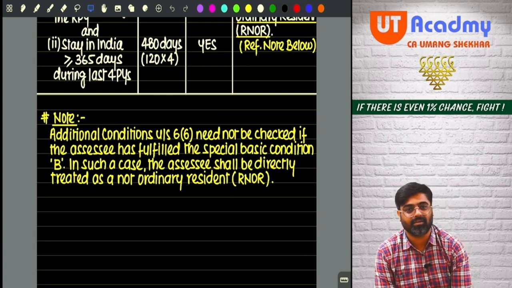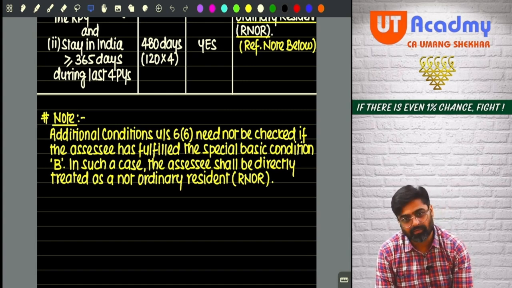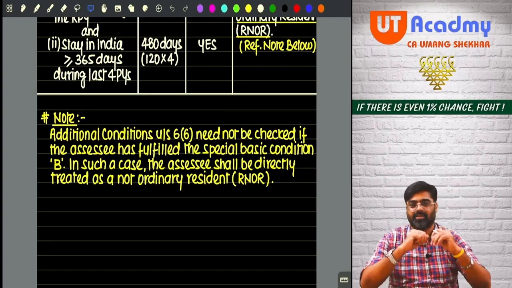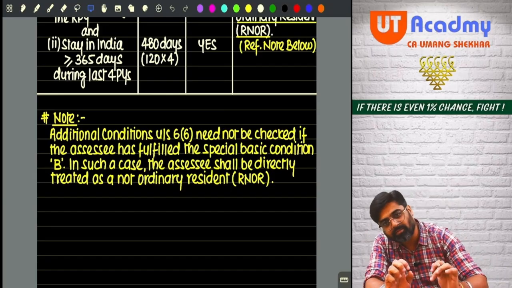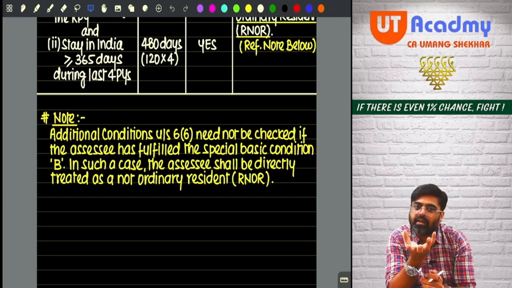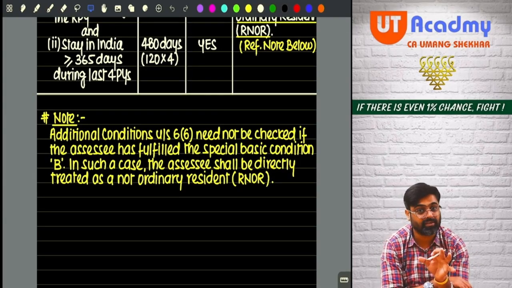Just imagine such kind of questions are there in the ICAI study material. And now what will they do? They will mix and match. Few information from this question, few information from this question, merge, and they will create a new question. But for that you need to solve all the questions properly.